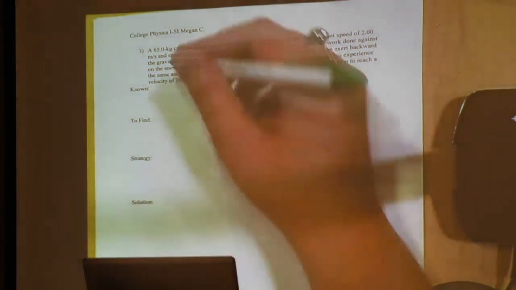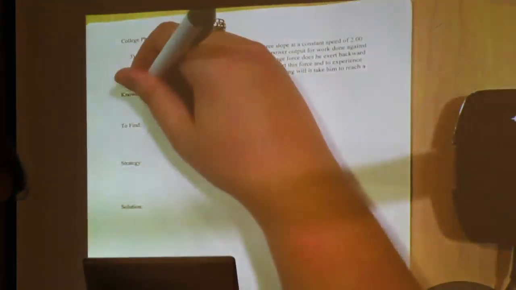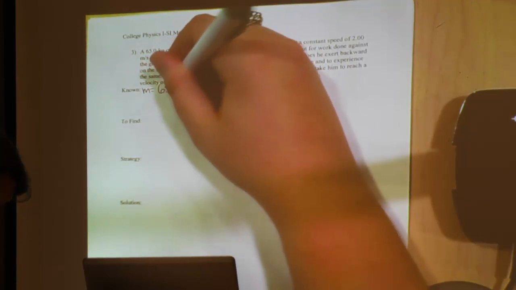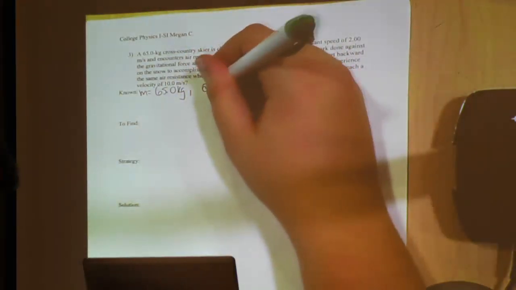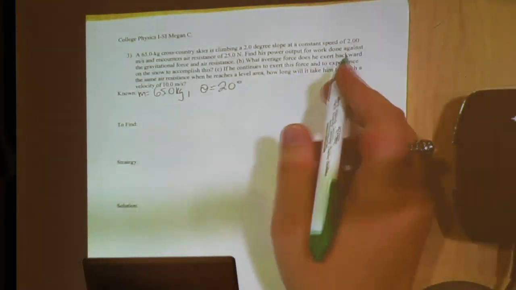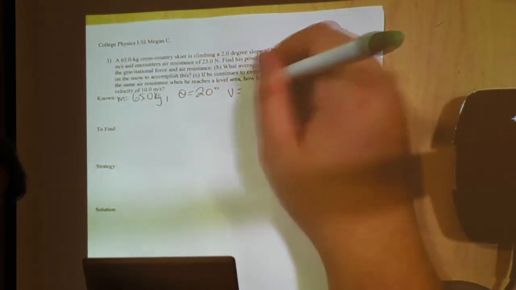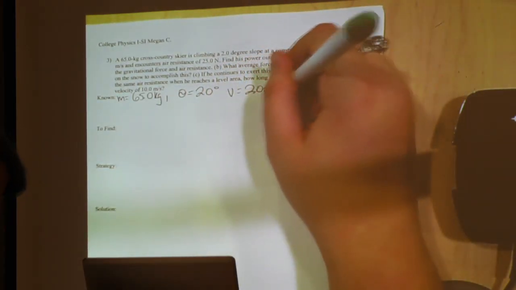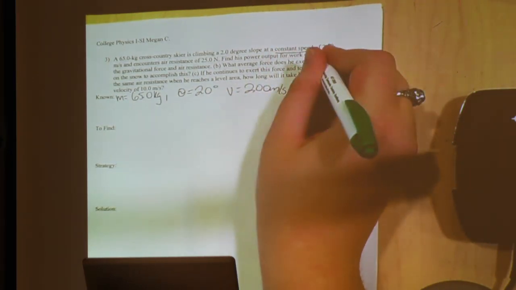So once again, we're going to go ahead and write down our knowns. We have a mass equal to 65.0 kilograms. We have a slope that is 2.0 degrees. We have a speed, so velocity is equal to 2.00 meters per second. Notice that it says constant speed, which means what?